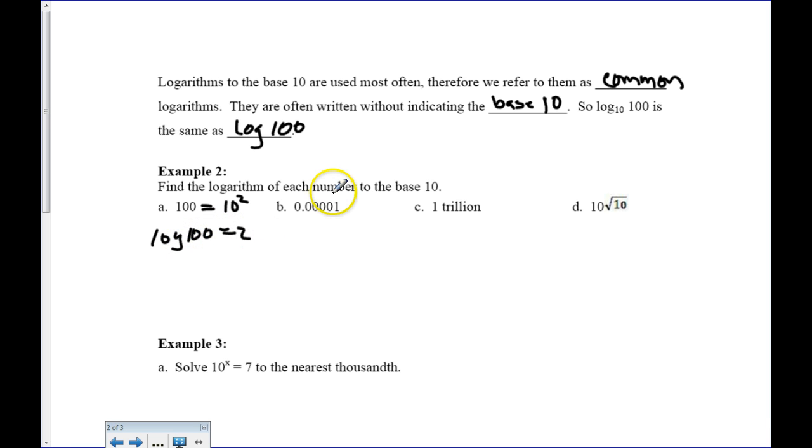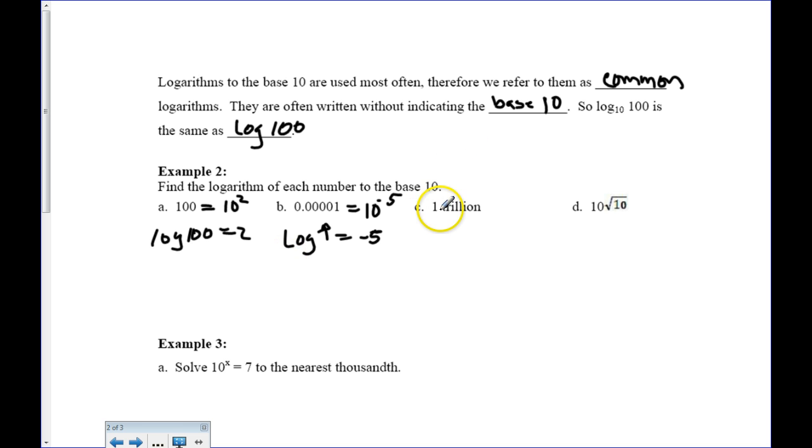This is saying 10 to the negative 5, right? So then log of this number equals negative 5. You have to count the zeros.